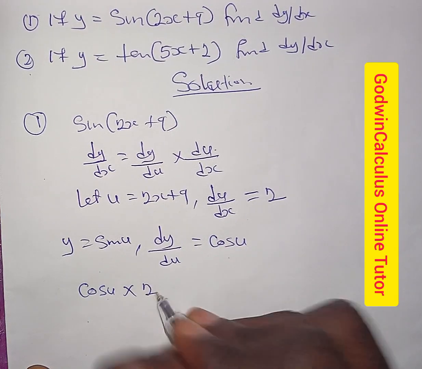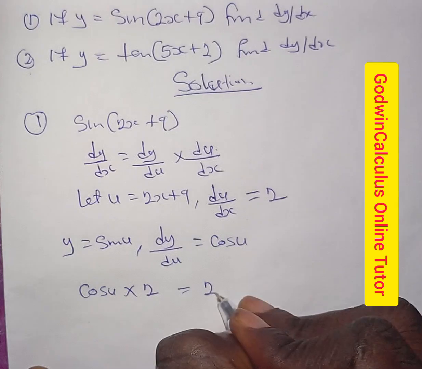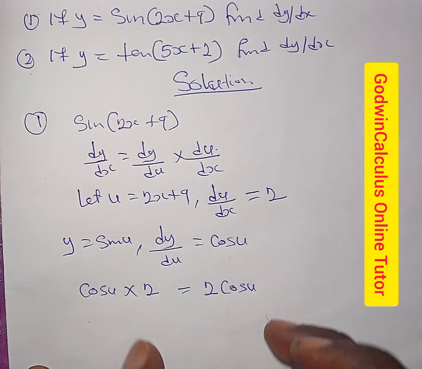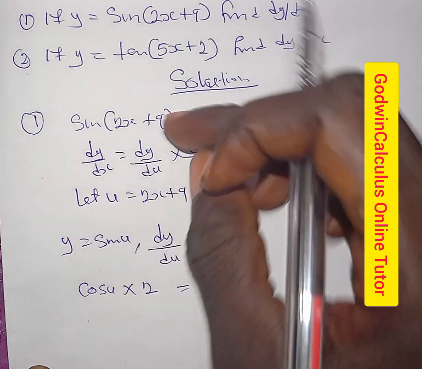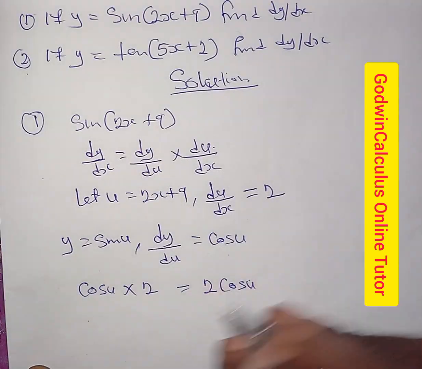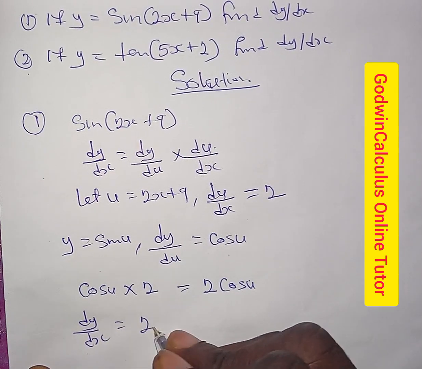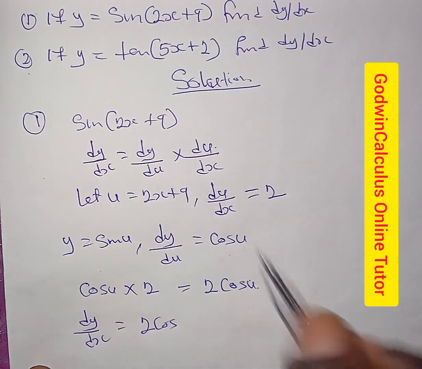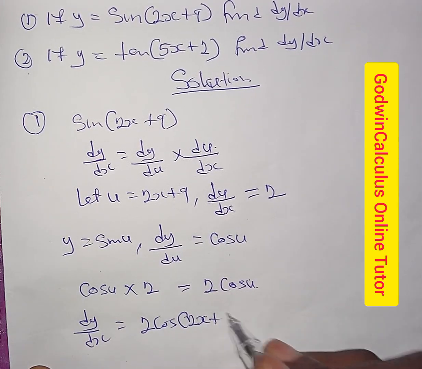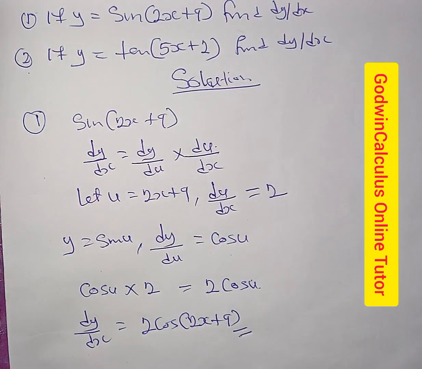2. Now in this case, let's multiply it together. We're going to have 2 cos u. Now from our question, our u is what? 2s plus 9. In this case, we're going to have dy/ds is equal to 2 cos, our u is 2s plus 9, bracket 2s plus 9. Now this is our final answer for number 1.